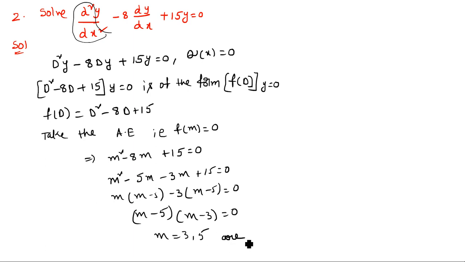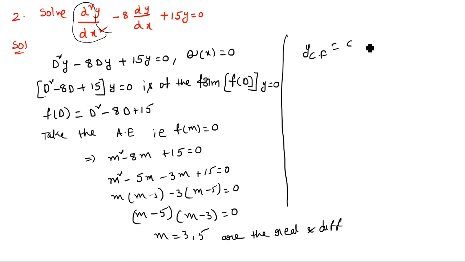Tell me, what are the types of roots? They are real and different. Three and 5 are different roots; they are not equal roots. So how to write the complementary function? YCF equals to C1 e power 3x plus C2 e power 5x.